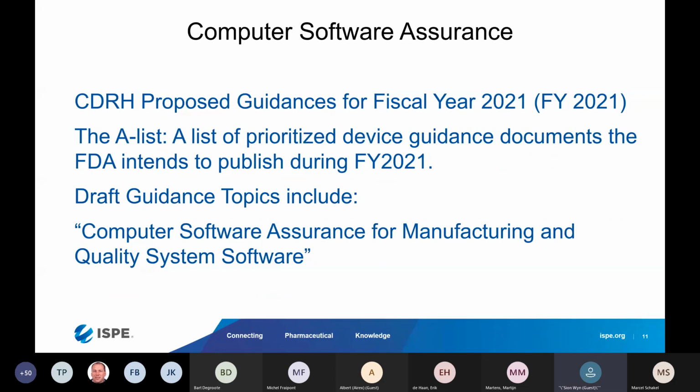So this computer software assurance guidance is on the list of proposed guidances for fiscal year 2021. It's on the A list as a draft guidance topic. So if and when it's published, it will still be in draft, and I, for one, have not seen such a draft. So any comments I may have, any statements, any interpretation should be taken bearing in mind that they haven't actually published this document yet.